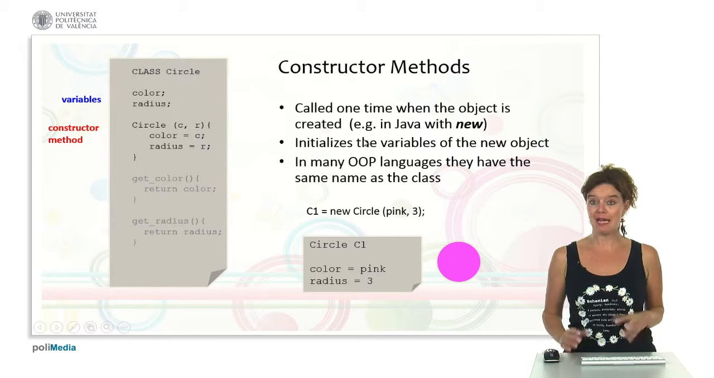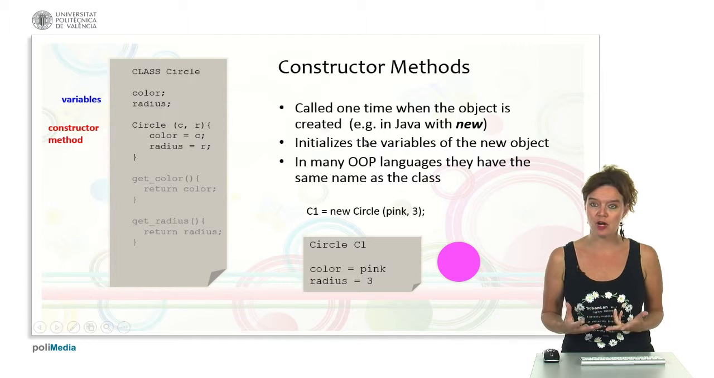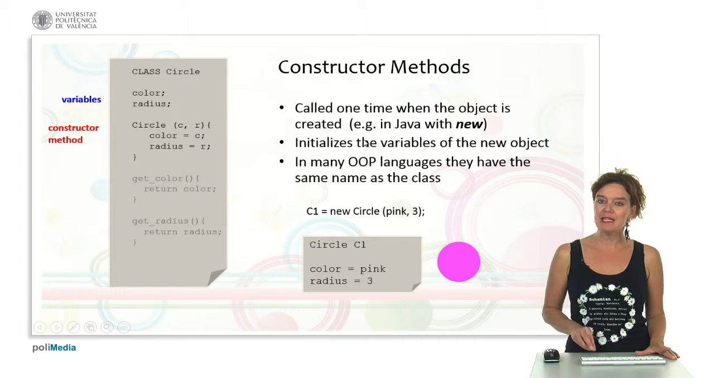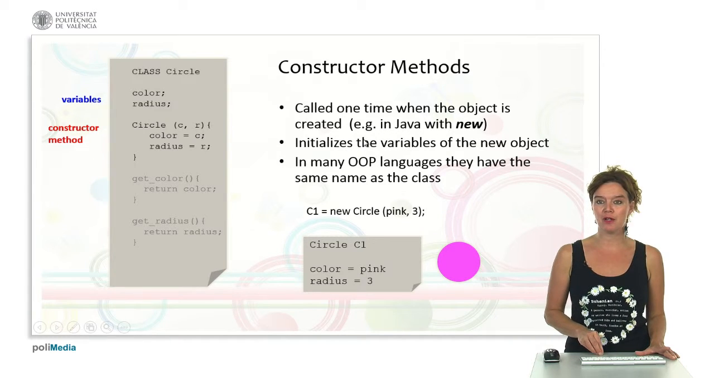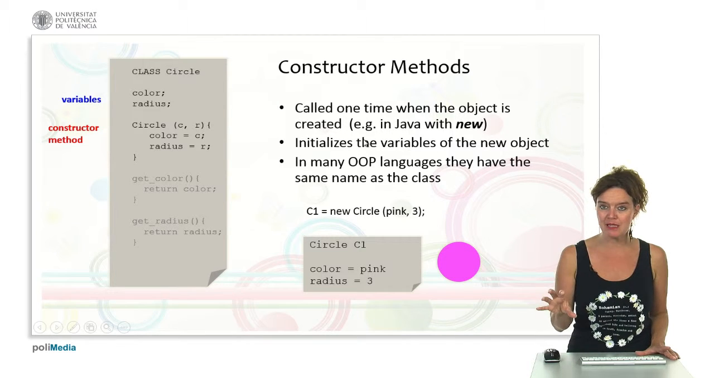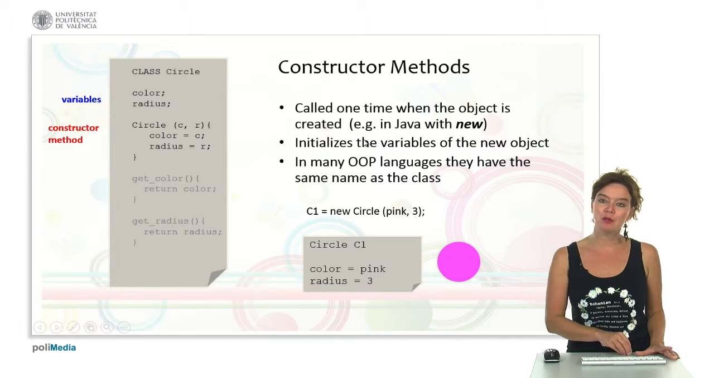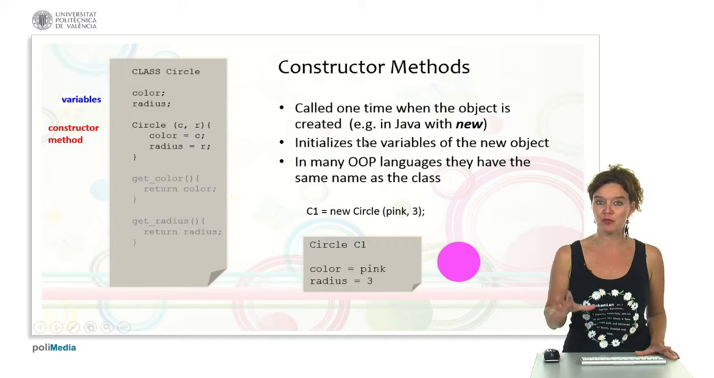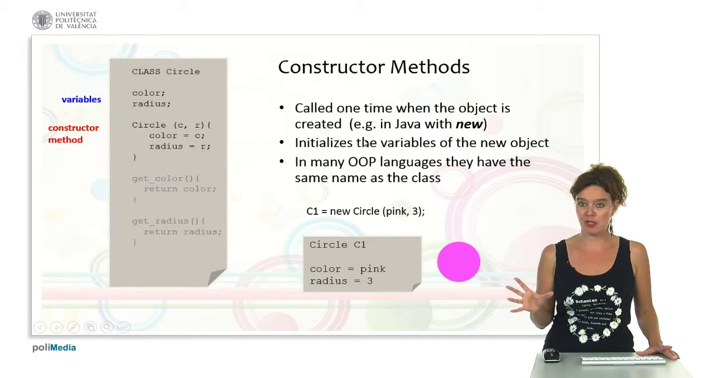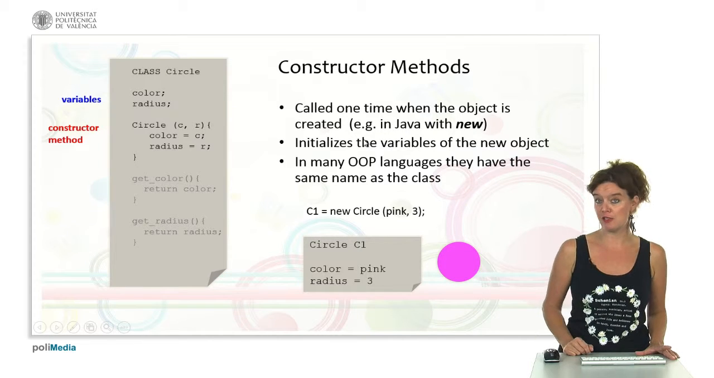Constructor methods are, like the name implies, methods that are called when you construct or instantiate an object. So this is typically called when we use in Java the keyword new. We create a new instance, and that's where the constructor method is called. So what the constructor method does is initialize the variables of a new object. And in many object-oriented programming languages like Java, the constructor methods have the same name as the class.